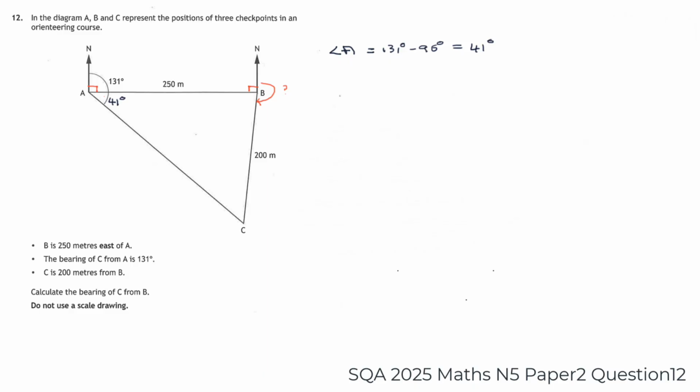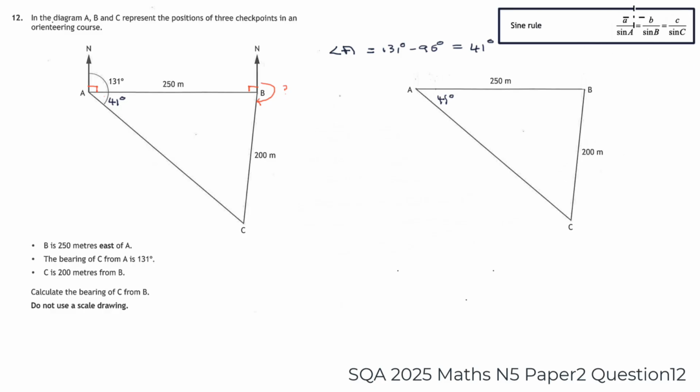Okay, so let's have a look at triangle ABC and see if we can do some calculations in that triangle. What do we know so far? Well, we've already worked out that this angle A is of size 41 degrees. We know a couple of lengths there. This looks very much like the sine rule. On your formula sheet that you get during the exam, you'll find the sine rule there.